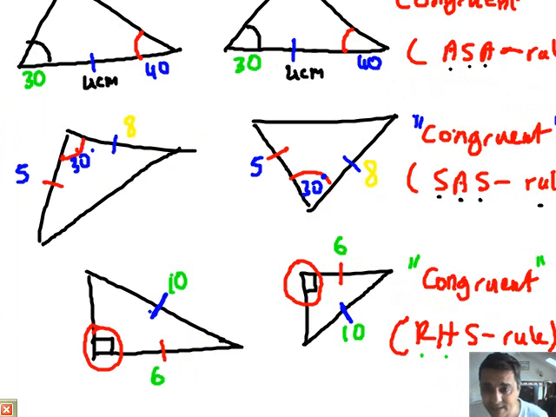Learn them. SSS, ASA, SAS and RHS. They're the 4 rules, and if you know those 4 rules and can apply them in unseen situations, then you'll be fine. You'll be able to do congruency questions.